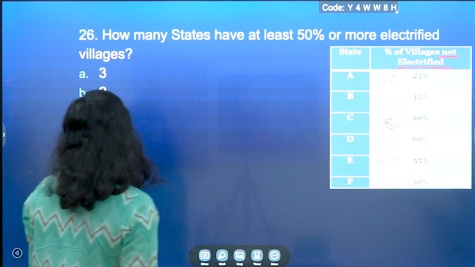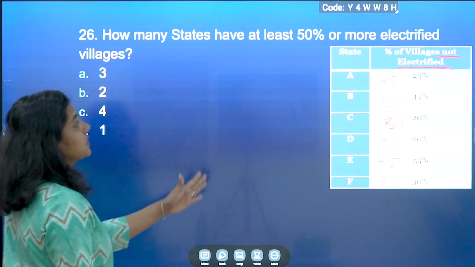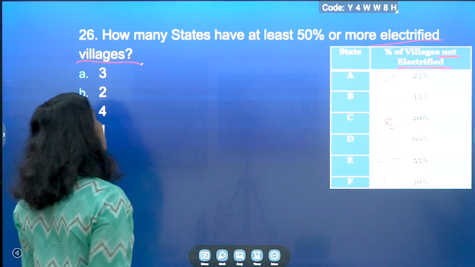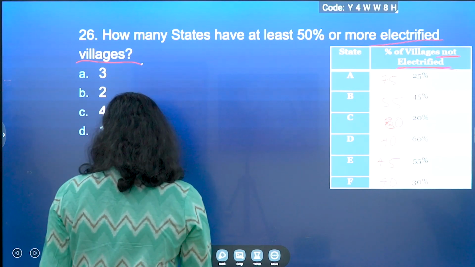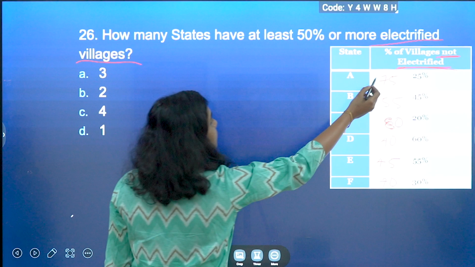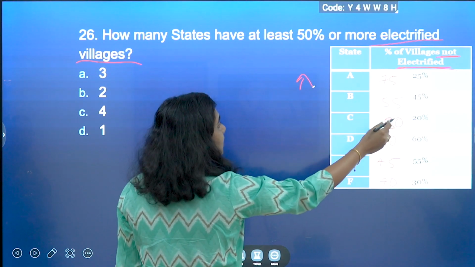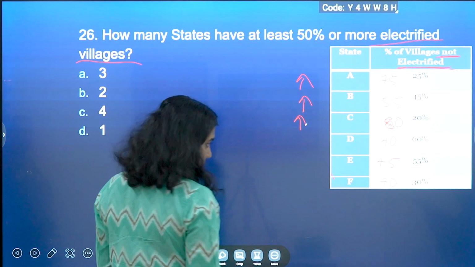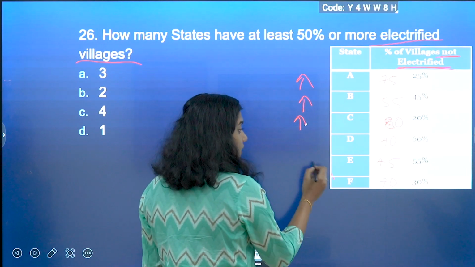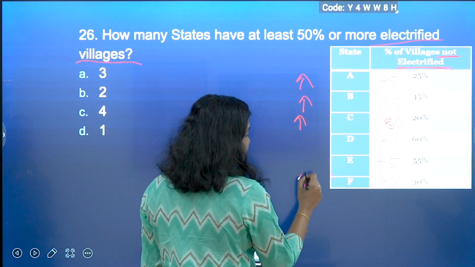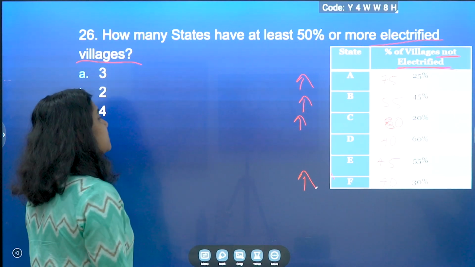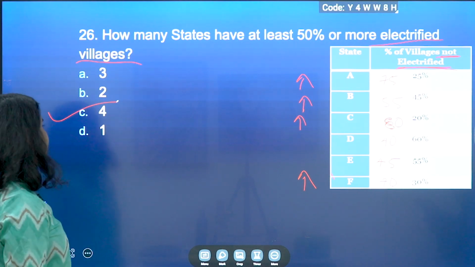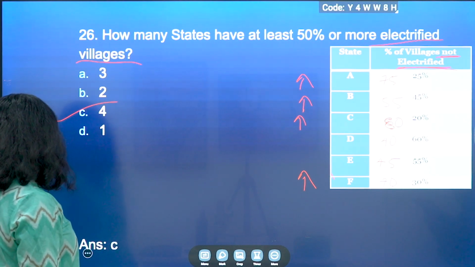So, the question is, how many states have at least 50% or more electrified villages? They are asking about electrified villages. So, 50% and more, right? Here 75 is above 50%, 55 is also above 50%, 80 is also above 50%, 40 is less than 50%, 45 is also less than 50%, and then you have 70 which is also greater than 50%. So, you have 4 states. So, the answer is option C, 4. Moving on to the next question.